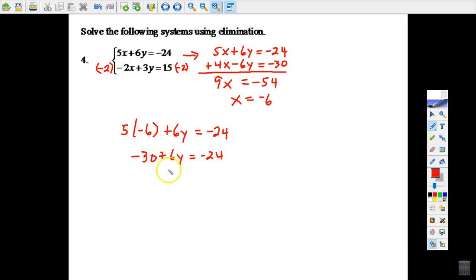And then we're going to add 30 to both sides. 6y is 6, so y is 1. So our answer is an ordered pair. x is negative 6, y is positive 1.